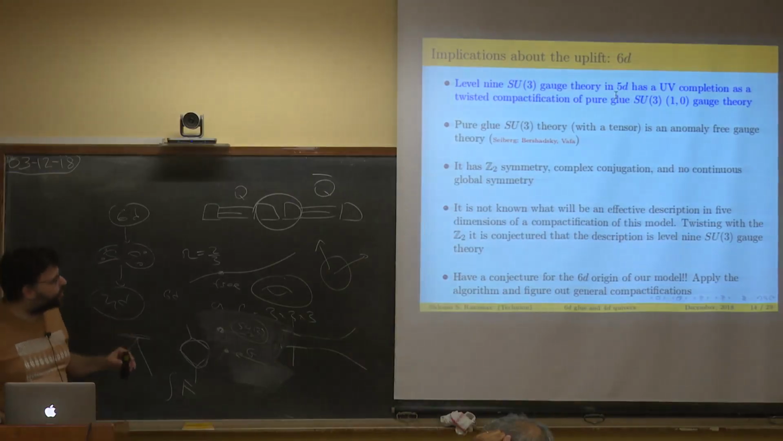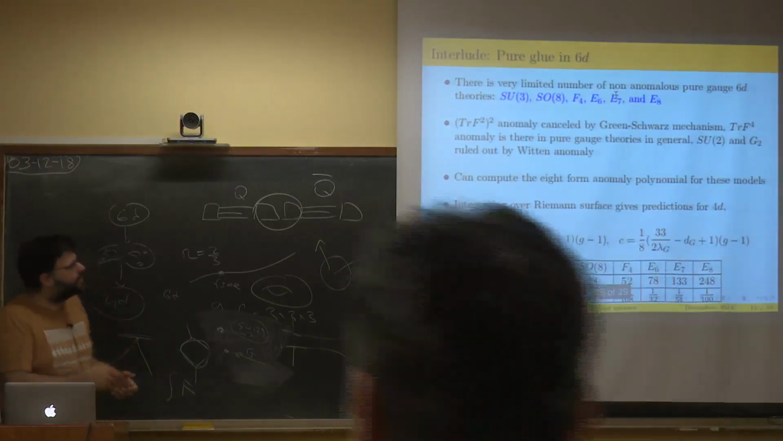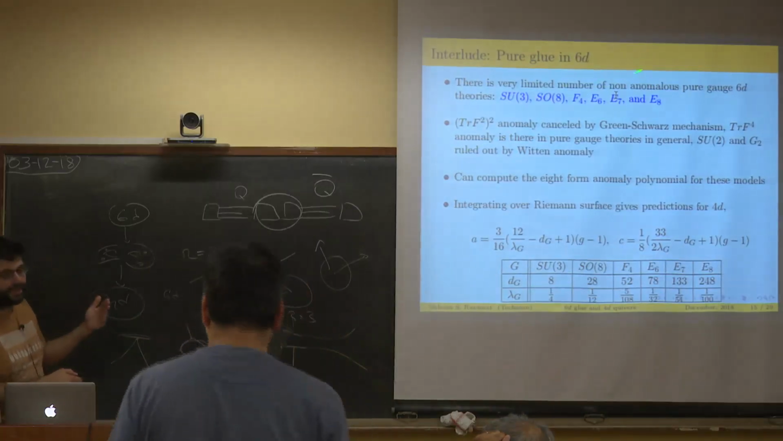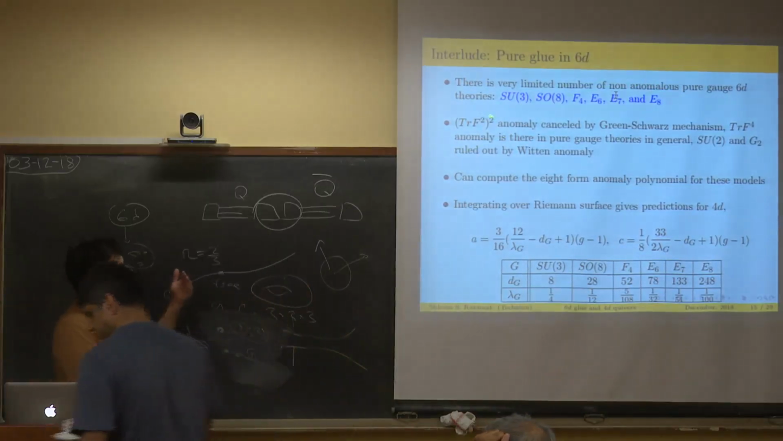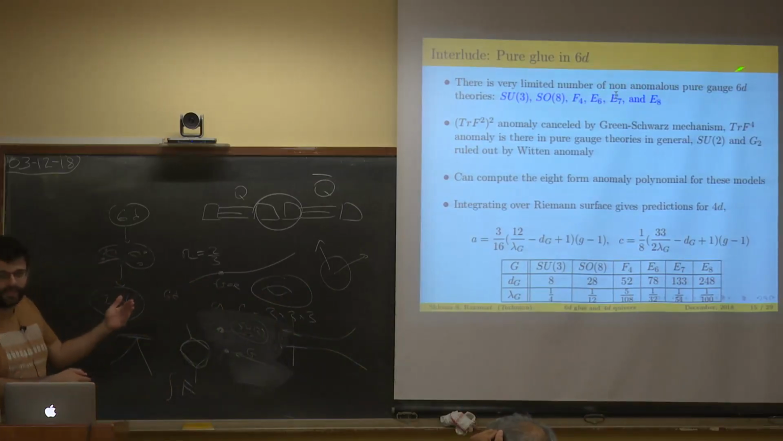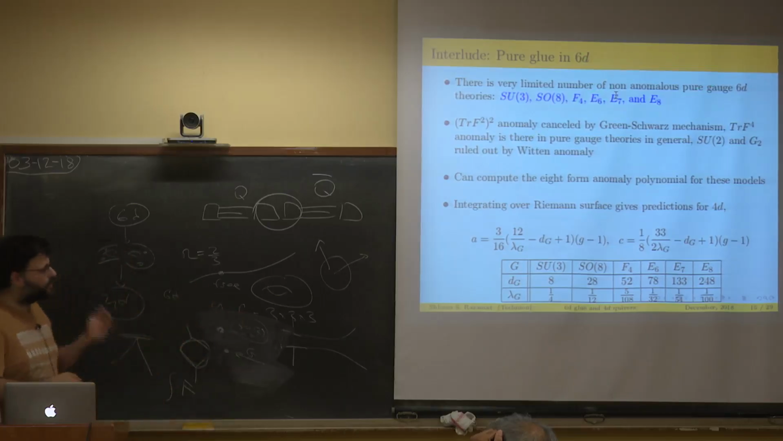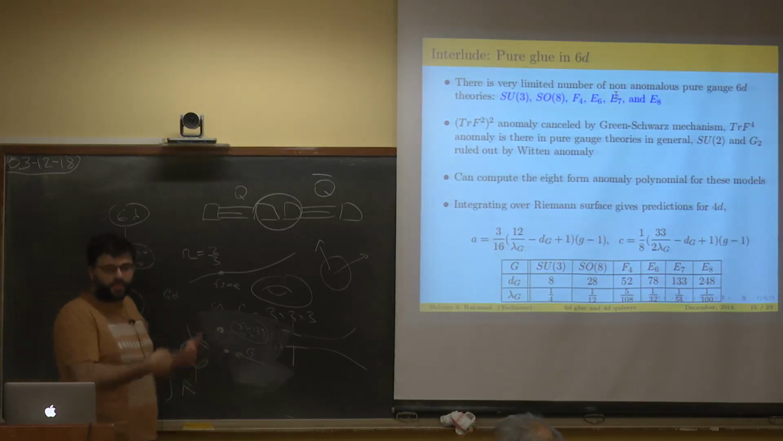Okay, so now we will run the algorithm from 6 dimensions down to 4 dimensions, but before doing that, let me slightly generalize the discussion to other cases. So I said that there are other cases of pure gauge theories which make sense in 6 dimensions, and here is the complete list. All of them are known. For all of them we can cancel anomalies. And for example, anomaly polynomials are known for all of them.